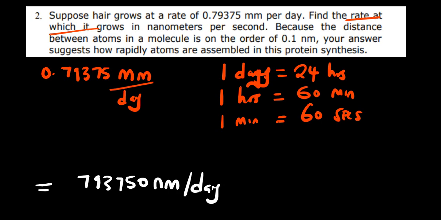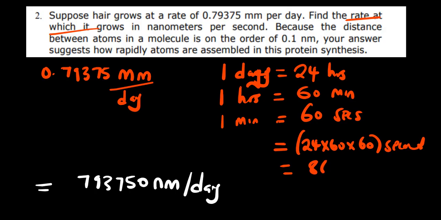Now in terms of seconds, 1 day will be 24 multiplied by 60 multiplied by 60. Therefore, you're going to get your seconds. When I multiply, I'm getting 86400 seconds. So what that means is that we've converted our day to seconds.